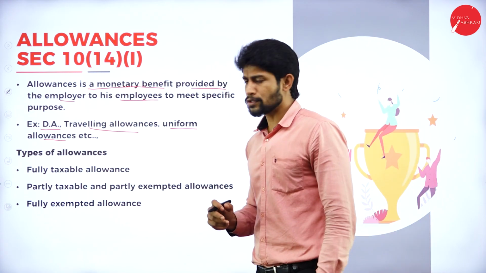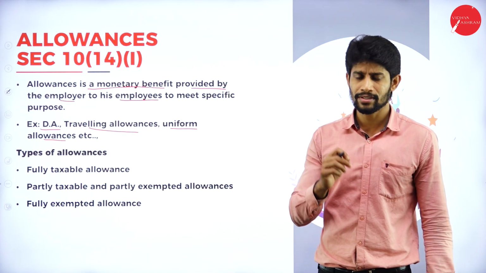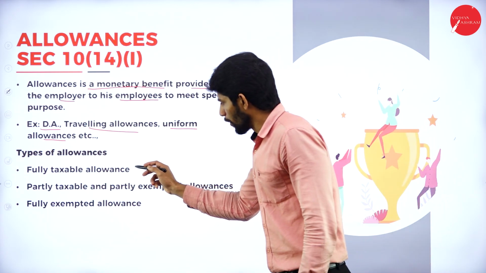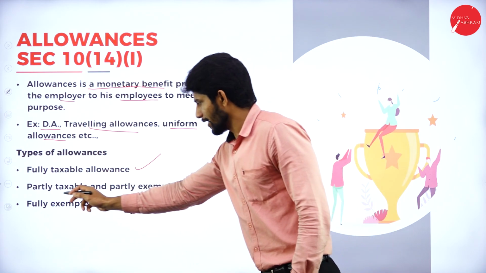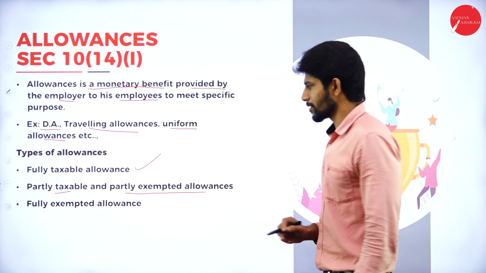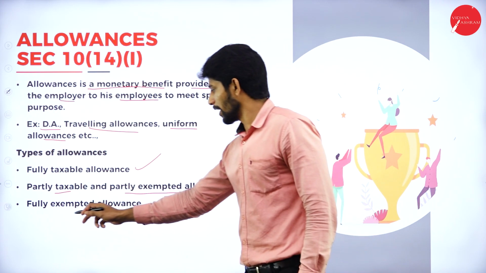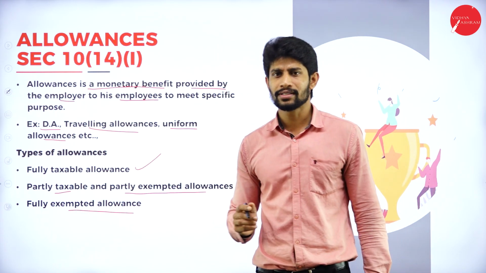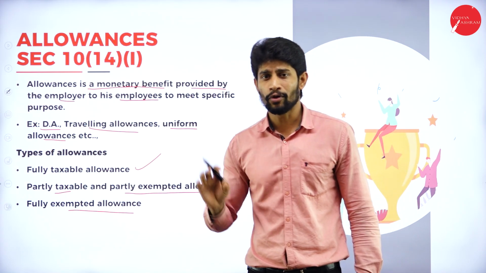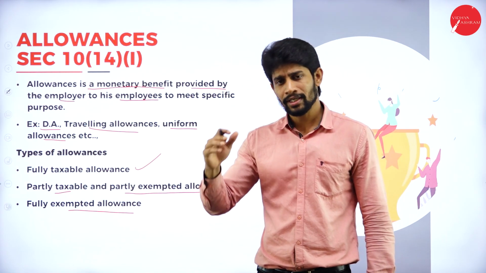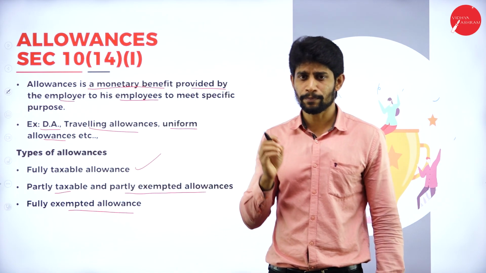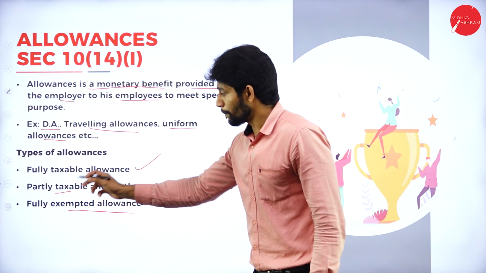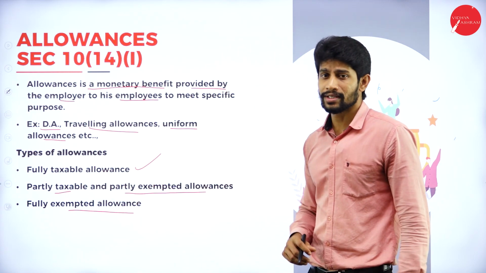Types of allowances. Yes, in allowances also we have different types. Which are those different types? Fully taxable allowances, partly taxable and partly exempted allowances, and fully exempted allowances. What is this fully taxable allowances? Whatever the amount provided, whether he provides 2000, 2000 is also taxable. If he provides 10,000, 10,000 is also taxable. Then what is this partly taxable and partly exempted allowances?